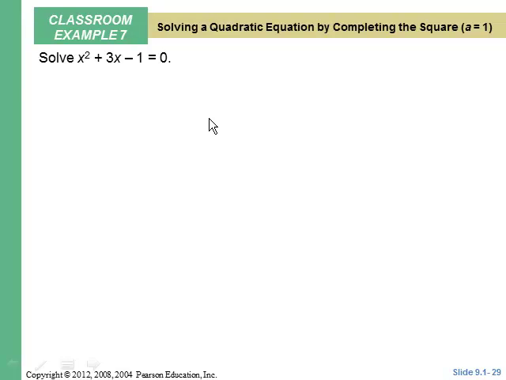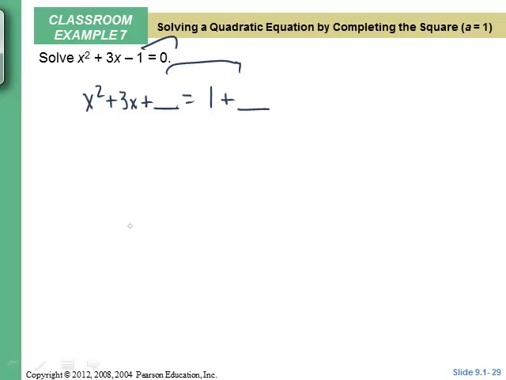Let's look at this one then. Step 1 is to get the 1 on the other side. X squared plus 3x plus blank equals 1. Move the 1 to the other side, plus blank. I have to add the same thing in each of those blanks.